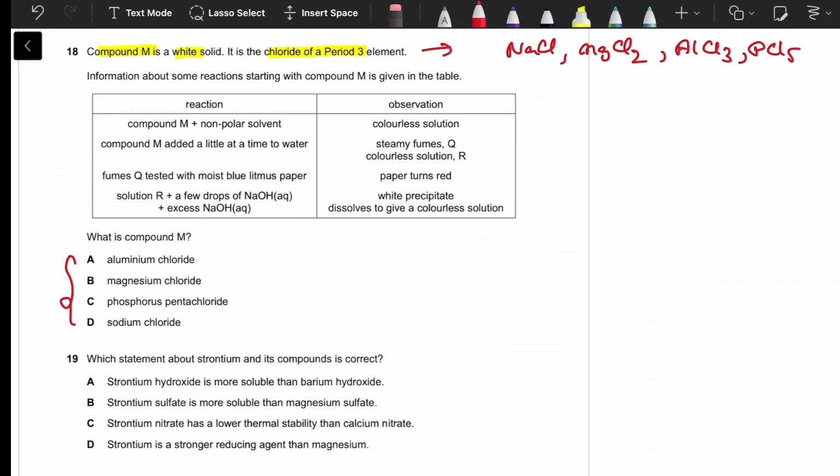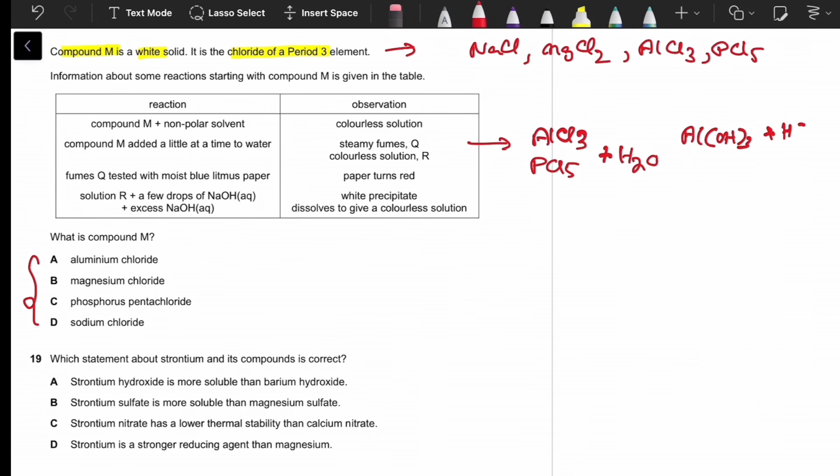It has stated, compound M, when added a little at a time to water, causes steamy fumes Q and colorless solution R. Now this would mean that either we have AlCl3 or PCl5, because if you think about it, when these two are added to water, they either form Al(OH)3 plus HCl, or they form H3PO4, the acid, plus HCl. Now, the reason why we've picked these two is because neither NaCl nor MgCl2 would dissolve in water.